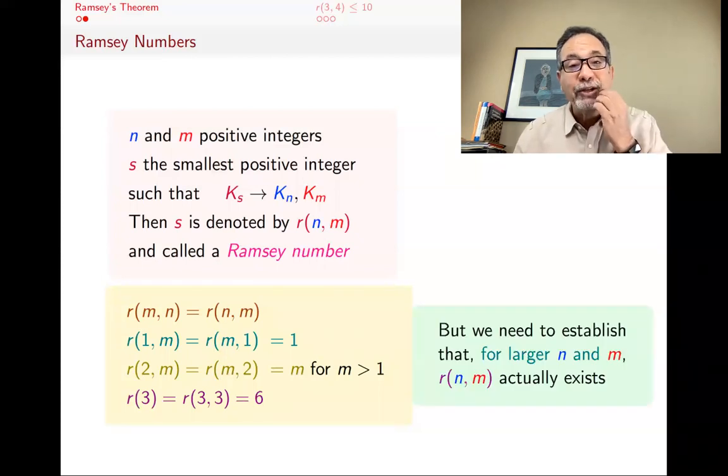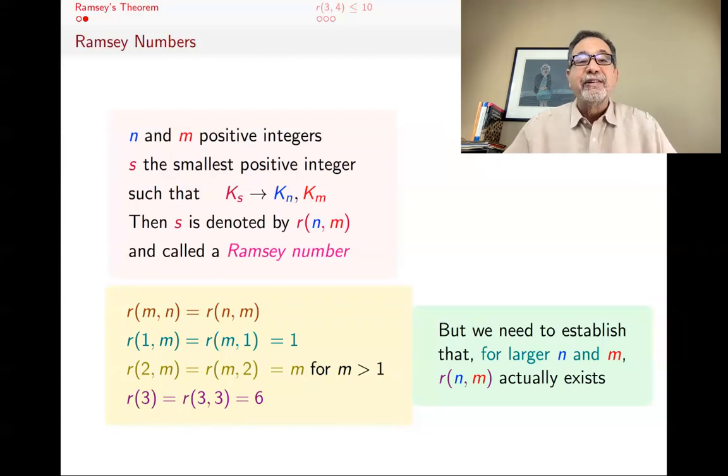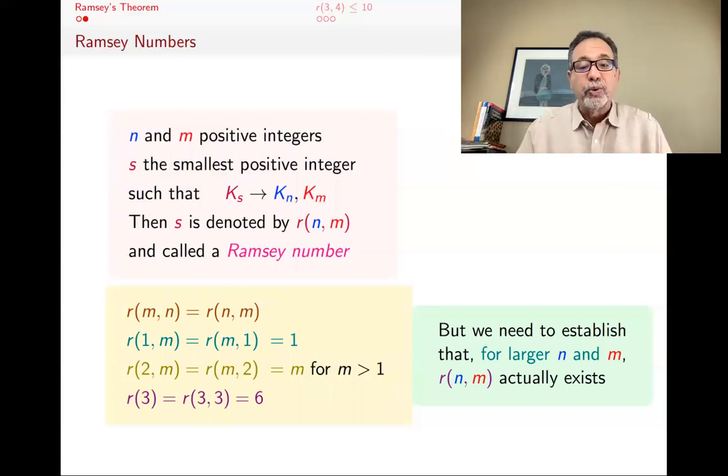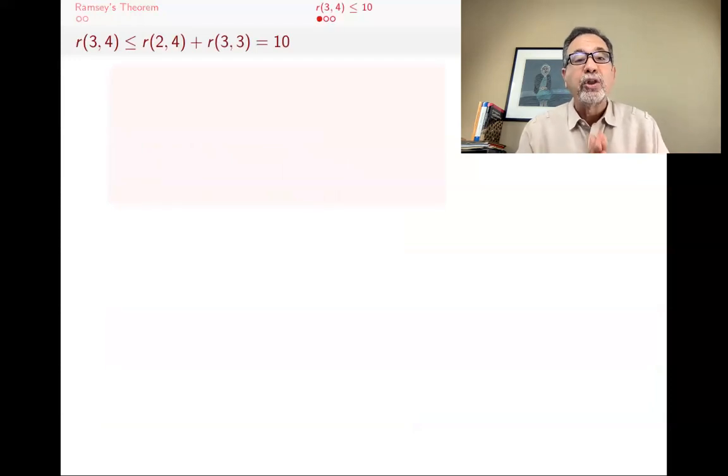However, we have to actually establish that this R(n,m) actually exists. I mean, just saying that this is called the Ramsey number doesn't mean that there is such a Ramsey number. Ramsey's theorem says there is some s, and if there is some s, then there's the smallest one, so that works. But we really have to prove that R(n,m) exists, and that's what we are going to do. Now, as a warm-up, I'm going to try to prove that R(3,4) is less than or equal to 10, and then the proof will show you how the more general proof will go.